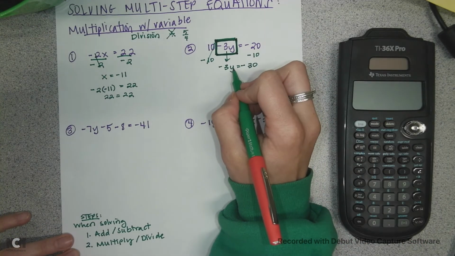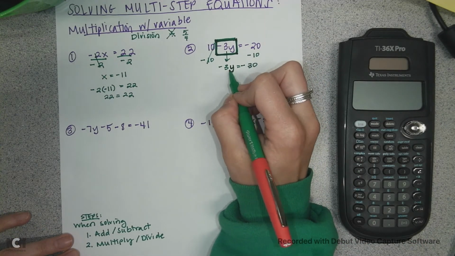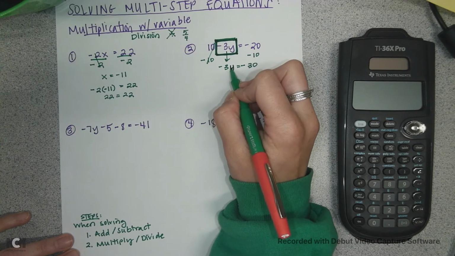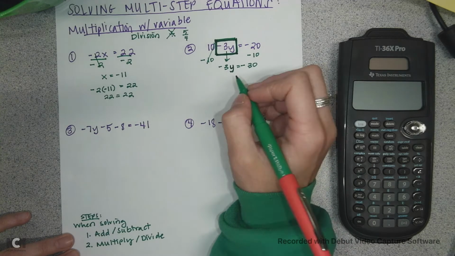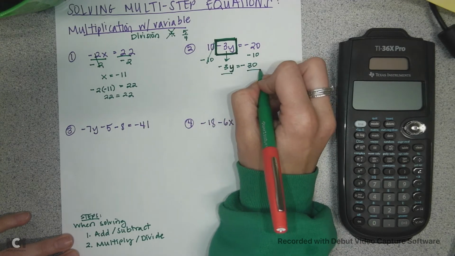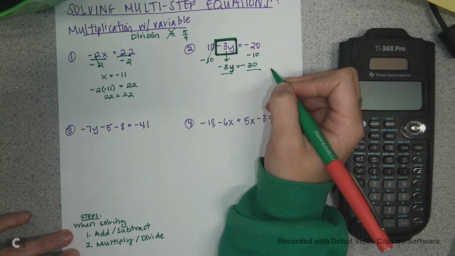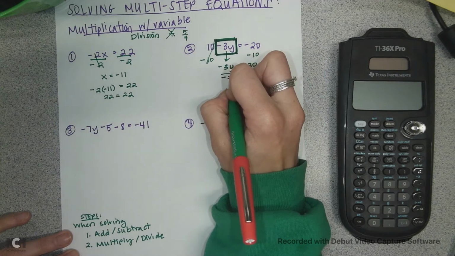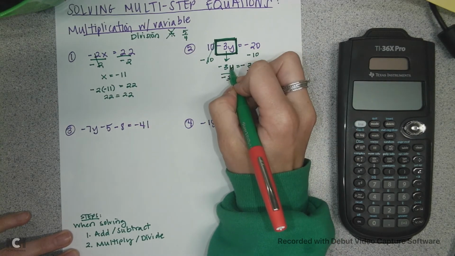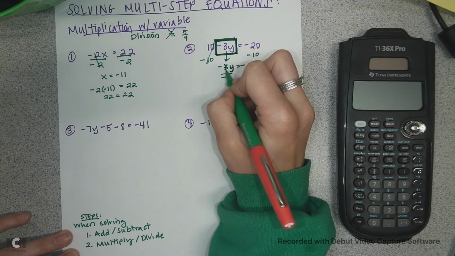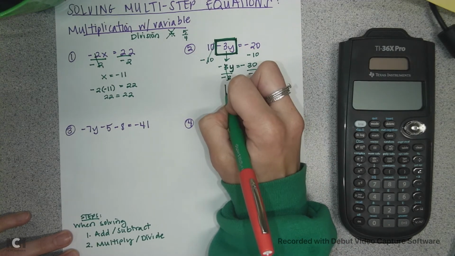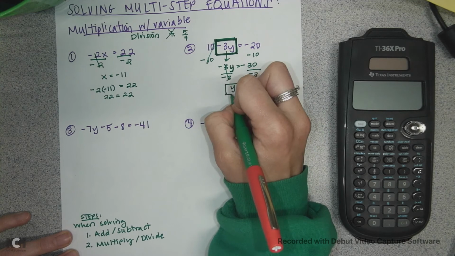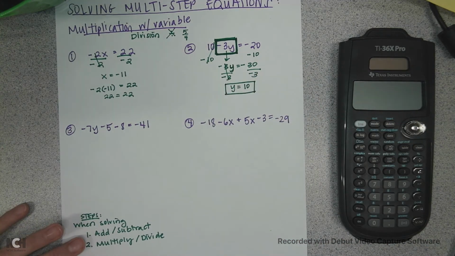Now, I'm trying to figure out what's happening with my variable and my number. They're sitting right next to each other without a space in between, which means they're getting multiplied. The opposite of multiplication is division. We show division with fraction lines. What we do to one side, we do to the other, and the way we undo this multiply is divide. So now we have y equals 10. There's nothing else left by our variable on the left-hand side, so that is our answer.